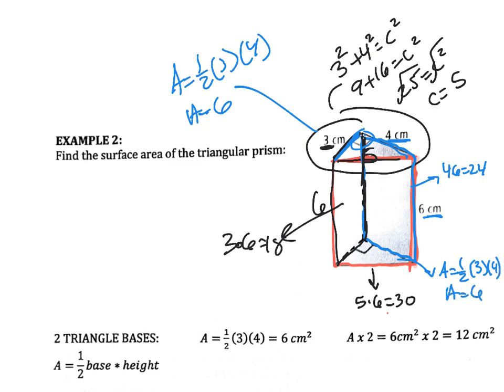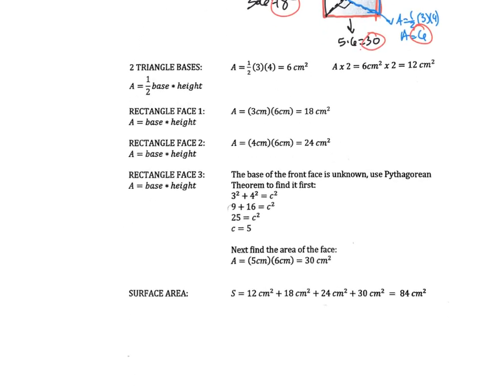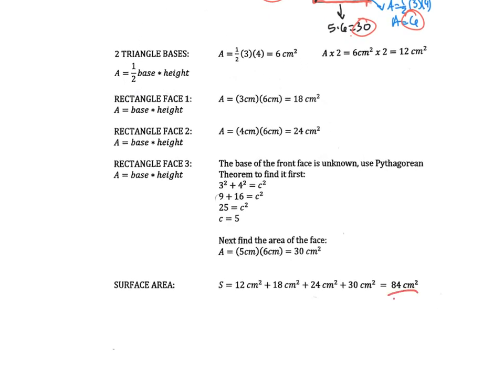And then it's just a matter, again, of adding up all of those areas and making sure we have the right unit. So this is surface area. It's still area, so it's still going to be squared units, so centimeters squared. Okay, so this problem goes through, adds them all up. You should get 84 centimeters squared as the final answer.